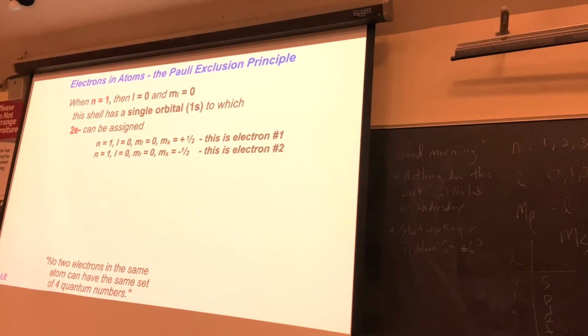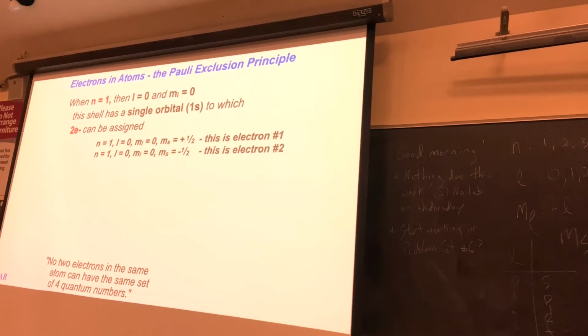Okay, so let's go back to when n equals 1, all right? So when n equals 1, l values go from 0 up to n minus 1. 1 minus 1 is 0, so only one l value, l of 0. And m sub l goes from minus l to positive l, minus 0 to positive 0, only 1, 0. So in the 1s subshell, remember l equals 0, that's an s. In the 1s subshell, there's only 1 orbital, only 1 m sub l value, all right? So these sets right here are the n, l, and m sub l.